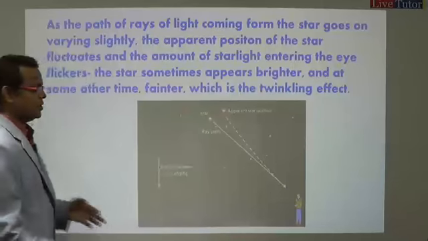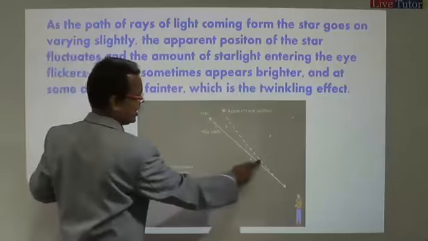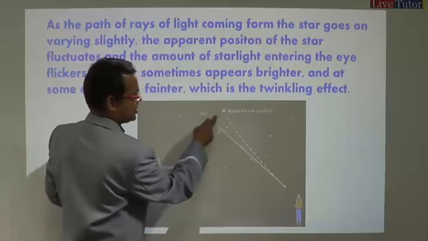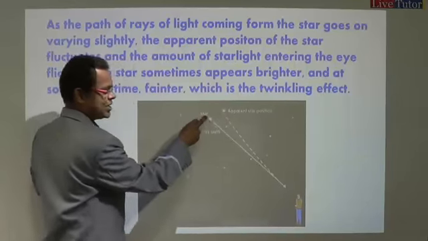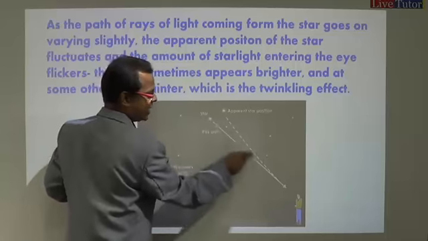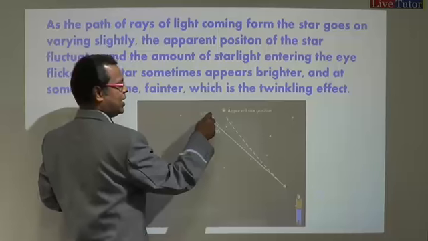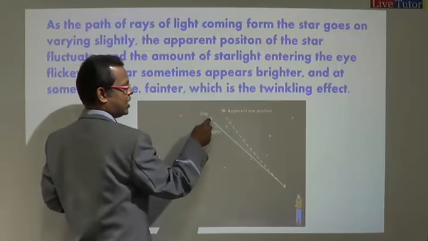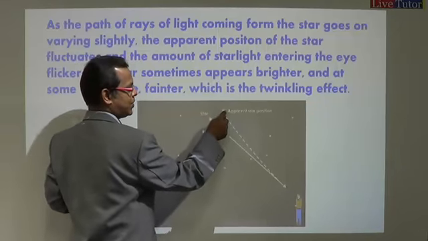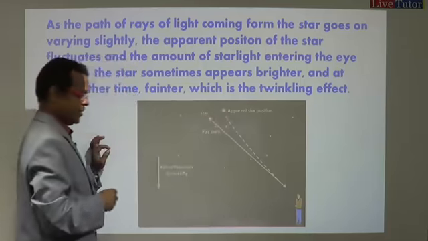That is what it is showing here. When it is coming here, this is the apparent position, this is the actual position. It will be refracted like this in different directions, and when it reaches your eye, you may think that the star is somewhere here, but it is not here. That is what we say is the apparent position, and this is the actual position.